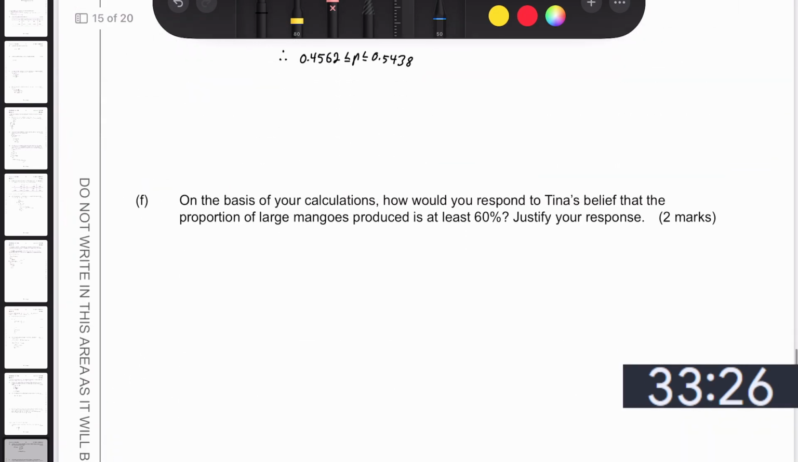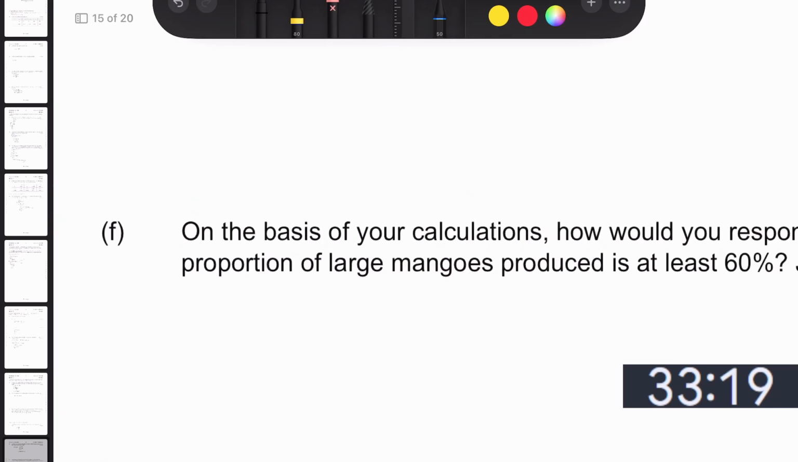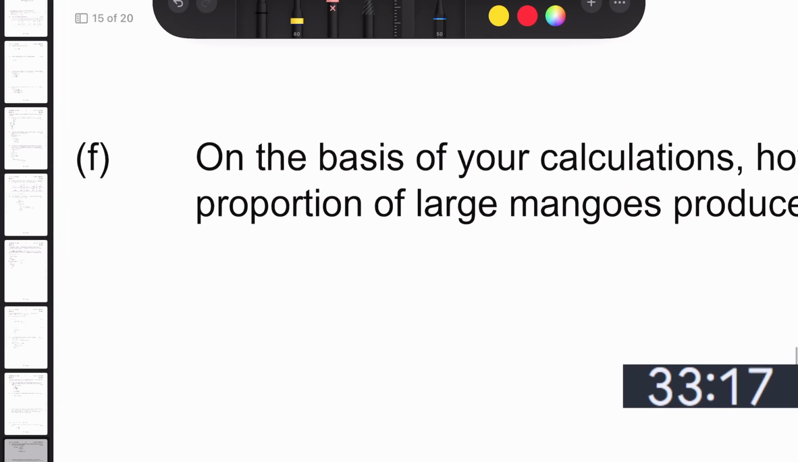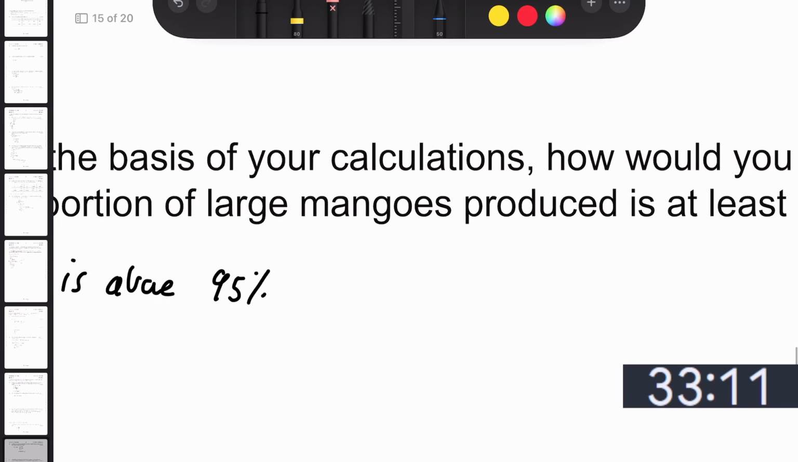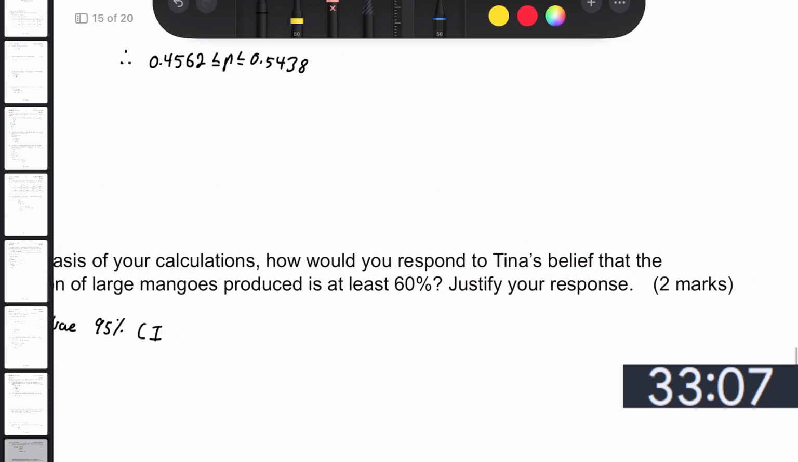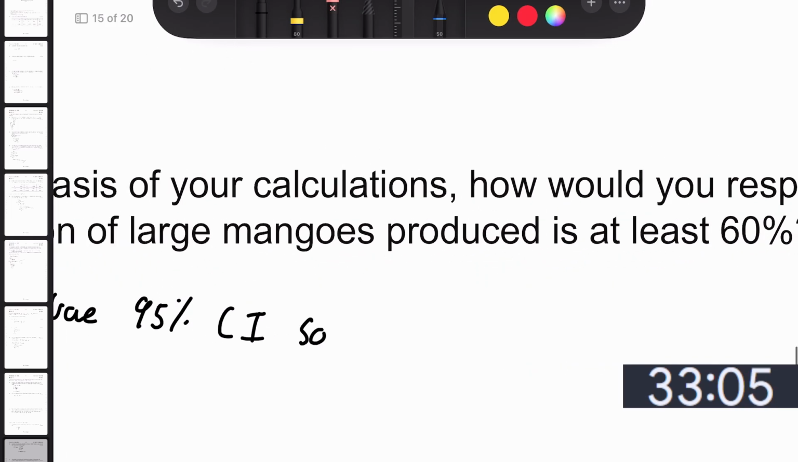On the basis of a calculation, how would you respond to Tina's belief the proportion produced is at least 60%? 0.6 is above the 95% confidence interval. I would respond with skepticism.